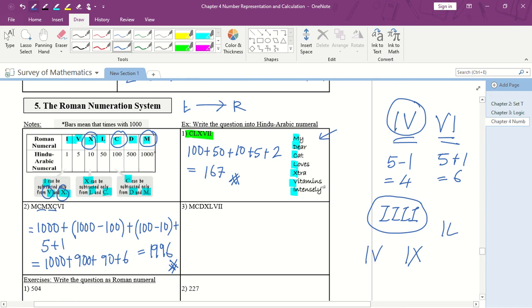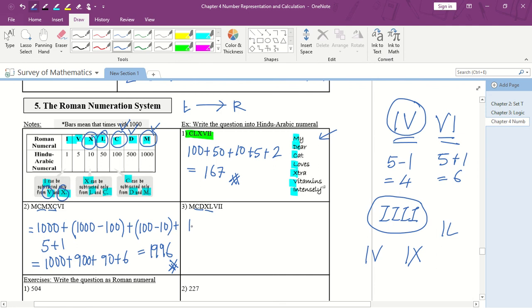Okay, so let's look at the next question. M, C, C. But suddenly there's a D here, which goes back to the bigger number. So you know that this involves subtraction. Okay, and the next one X, and the next one L. It goes back to the bigger number, which means that this part also requires a subtraction. And the next one is V, I.